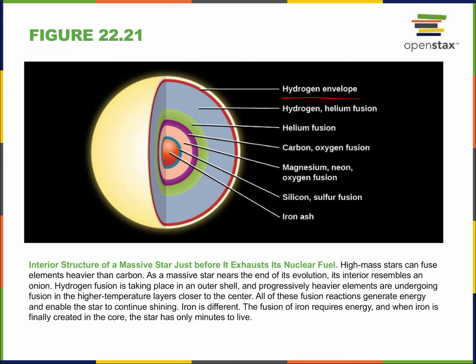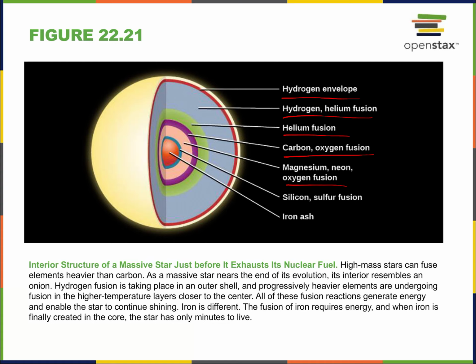We've got the hydrogen envelope. Then we've got hydrogen and helium fusion occurring in this region. Then we have a helium fusion, which would have been a helium core at some point, because at some point this star would have been a helium star, probably for less time, or less proportion of its overall life. But then look at this. Underneath the helium fusion, we actually have carbon-oxygen fusion. So there's enough energy to fuse carbon and oxygen into what? Into magnesium, neon, and oxygen.